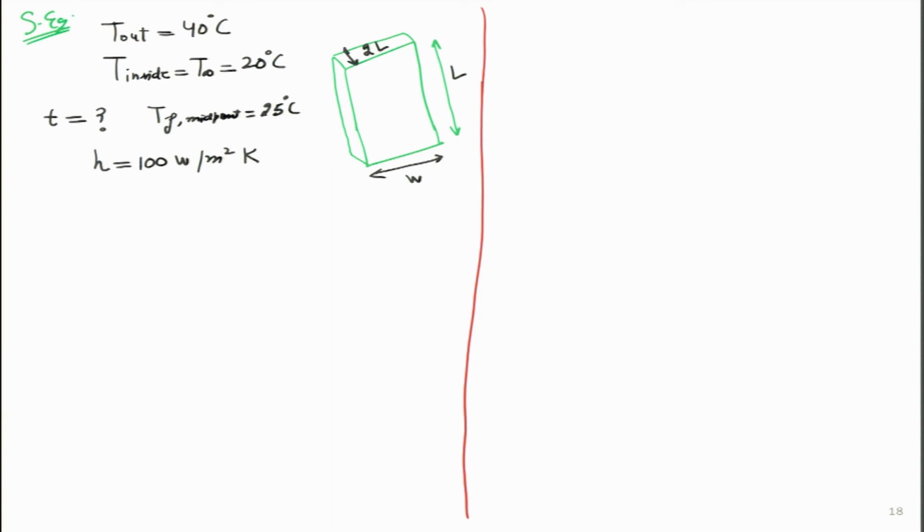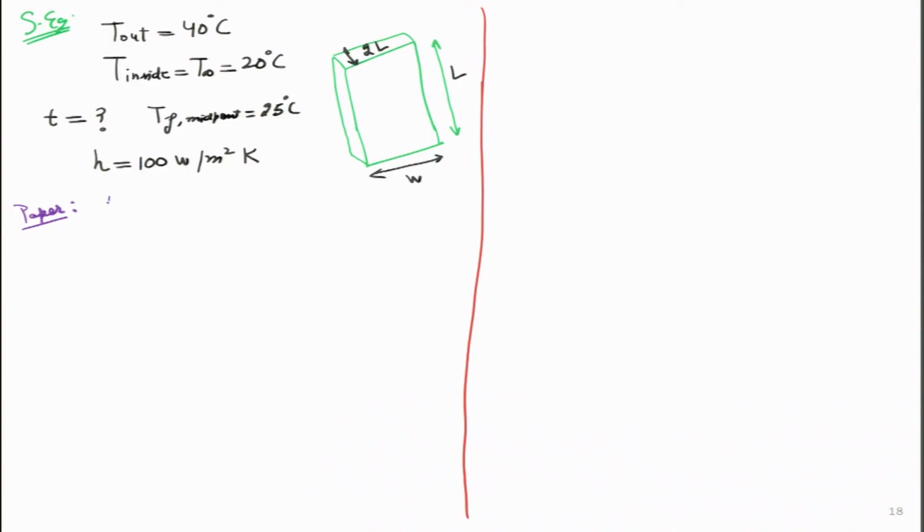Okay. So, I am going to make one or two more assumptions about the material of this book. I am going to assume that all the thermal properties of this book are exactly the same as those of paper, because the book is predominantly composed of paper. So, I have obtained those values from literature, and I will note them down over here.